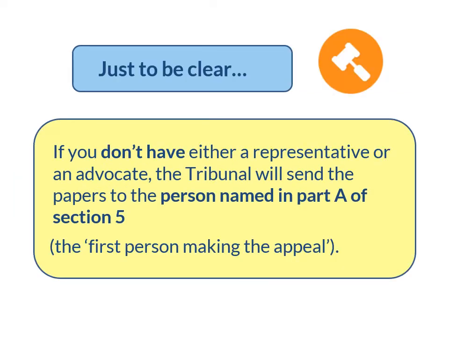So just to be clear, if you don't have either a representative or an advocate, the tribunal will send the papers to the person named in Part A of Section 5, the first person making the appeal.